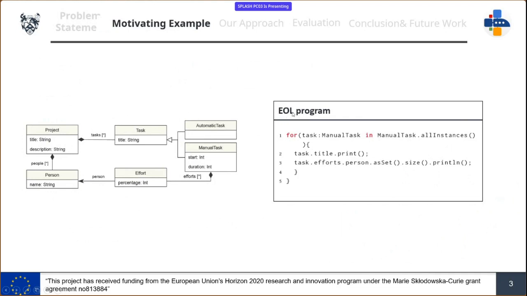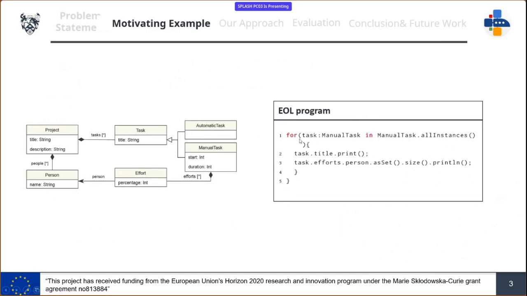The language that we are using for writing this program is the Epsilon Object Language. This is a part of Epsilon, which is a family of languages for manipulating models, like task-specific languages for validating, for merging, and so on.